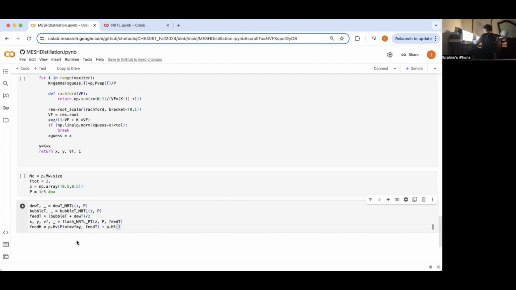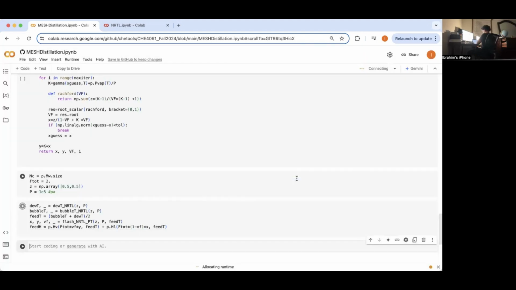I believe, let me check my notes. Okay, so it will be F total times 1 minus VF, and then times X, and then our feed temperature, right? Okay, cool. So that should look good. Let's go ahead and run all of this.